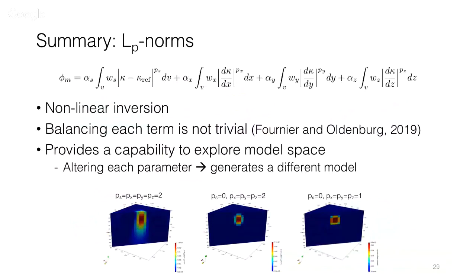So in summary, we've got Lp norms, that makes it non-linear. Actually solving this problem numerically is challenging. This is one of the pictures I showed you from Dominic Fournier at the beginning. He's just finishing up his PhD thesis on this, and actually trying to solve this problem numerically has challenged an awful lot of people, but I think we've got a very nice solution for that. It seems to be quite stable.